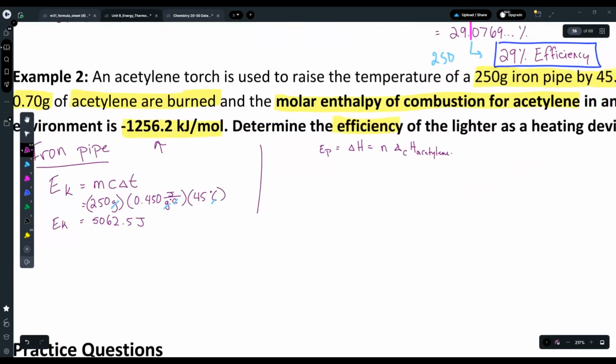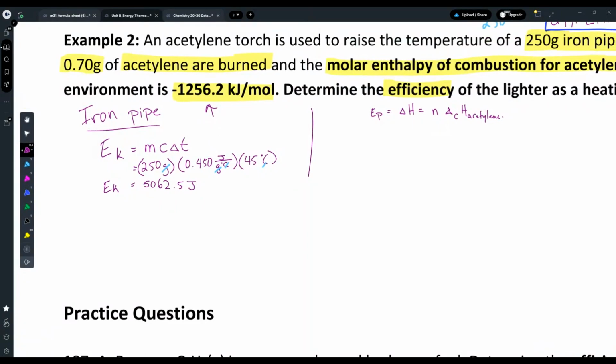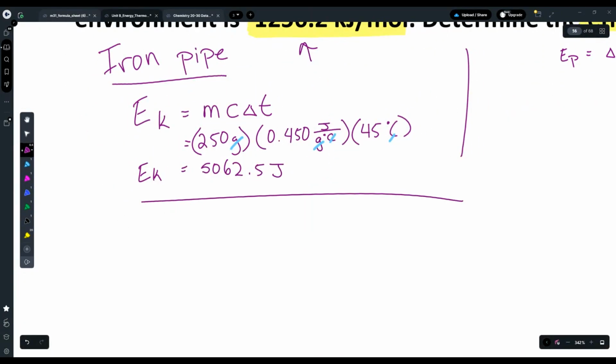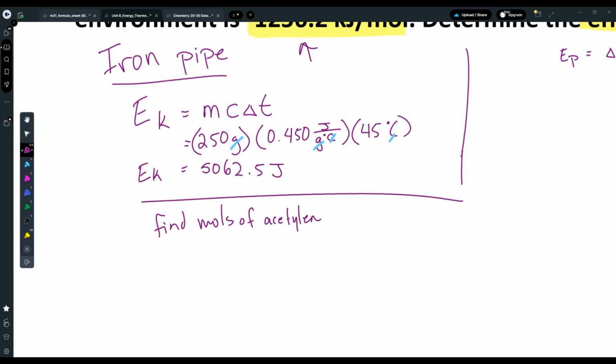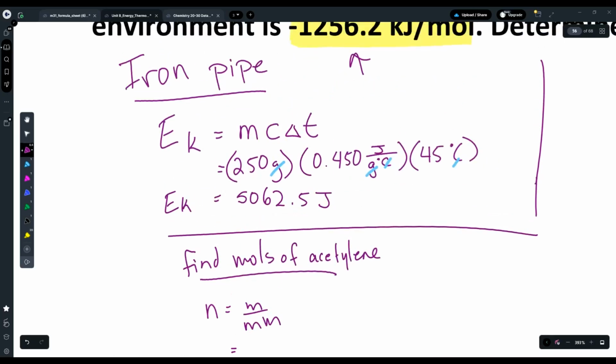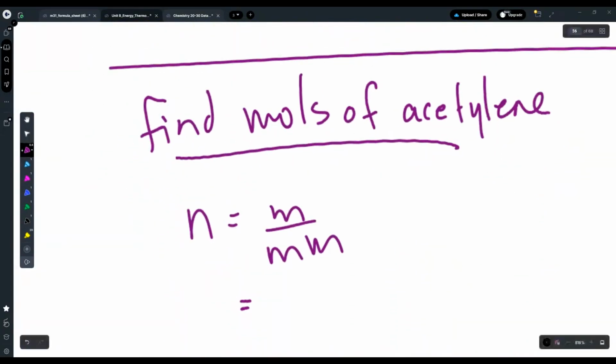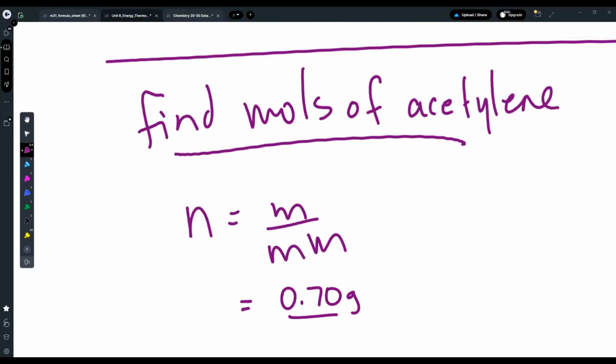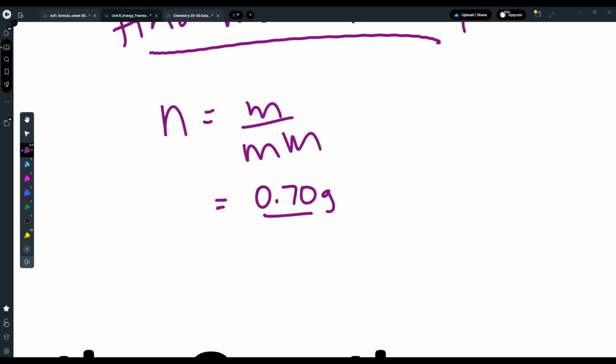I'm going to have to put that over here just so I have enough space for everything. So moles is equal to mass divided by molar mass. Our mass was 0.70 grams. To figure out the molar mass of acetylene, you can look at your periodic table.